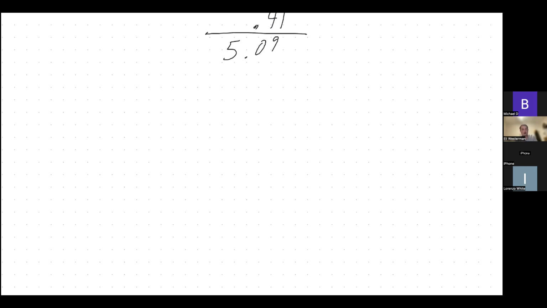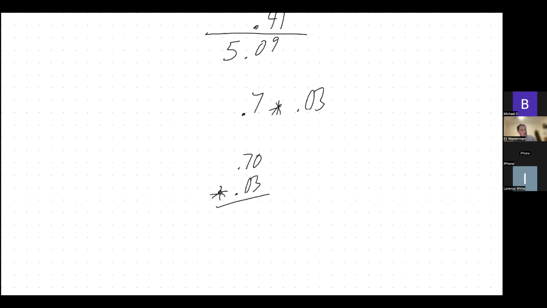Now let's do some multiplication. 0.7 times 0.03. So 0.70 times 0.03. Now let's go 0 times 3 is 0. 7 times 3 is 21, so bring the 2. Placeholder 0. 0 times 0, 0 times 7. So we bring the 210 down.